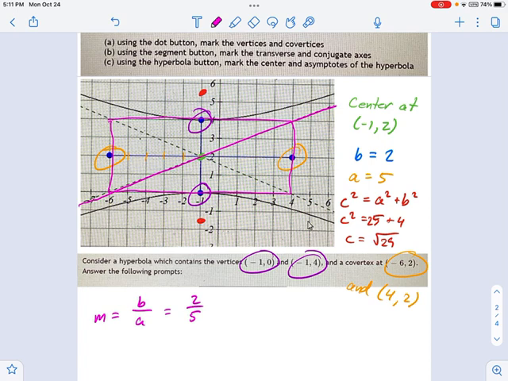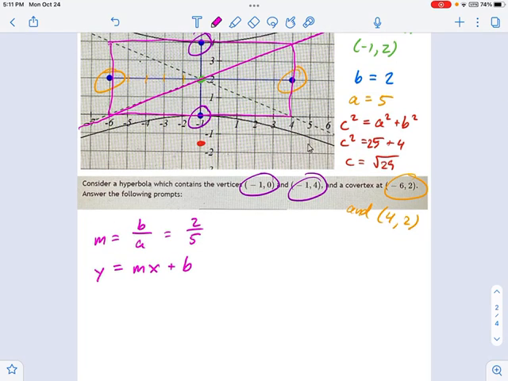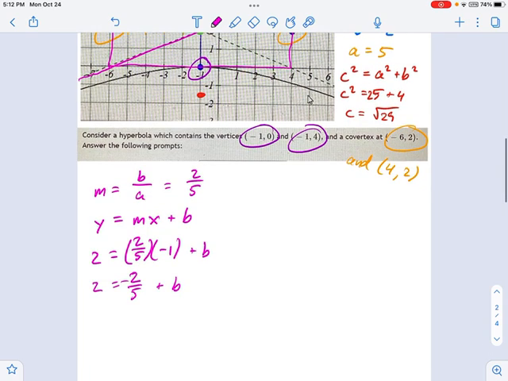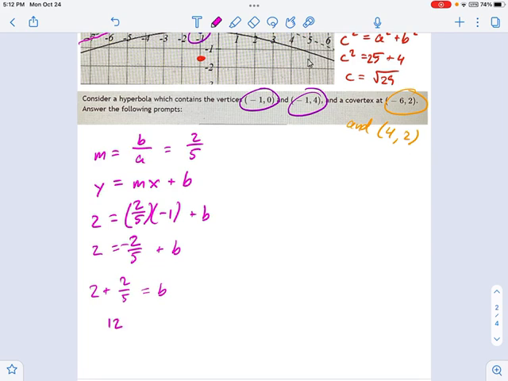And all we have to do now is plug that into the old slope-intercept form equation, y equals mx plus b, for that asymptote going up and to the right. Well, the center point gives us our clue. Remember, x is located at -1. So m is 2/5, x is -1. I don't know what b is, but I do know that y is 2 at that center point. So I can just solve this equation for b. That's going to give me 2 plus 2/5 equals b, which means b equals 12/5, if I add those two fractions together.